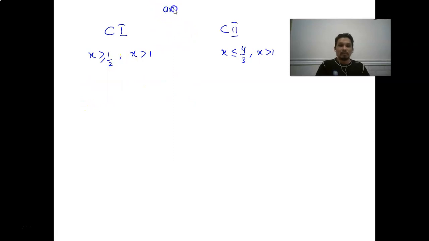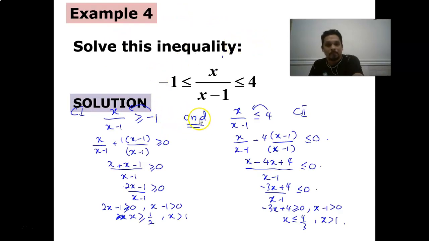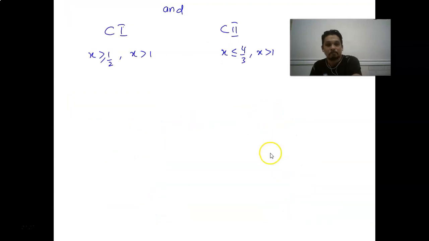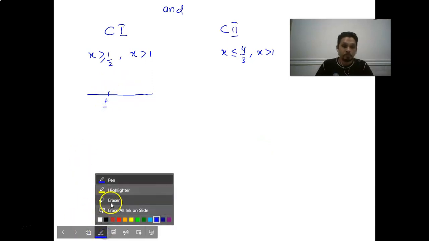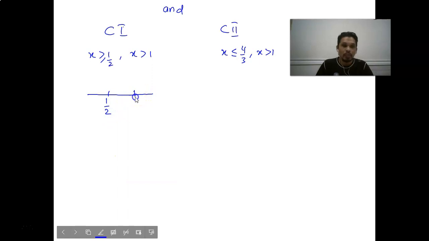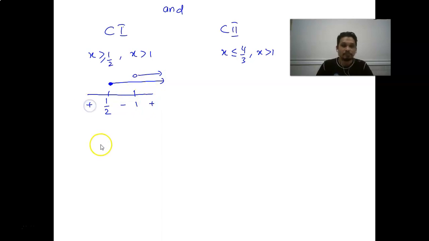Don't forget that we have the term of n in between case 1 and case 2. Here, we recall the term of n in between case number 1 and case number 2. Okay, so we solve the first part here. 1 over 2 and 1. 1 is greater than or equal, and the other one is greater than. Okay, so what we got here is positive, negative, positive.